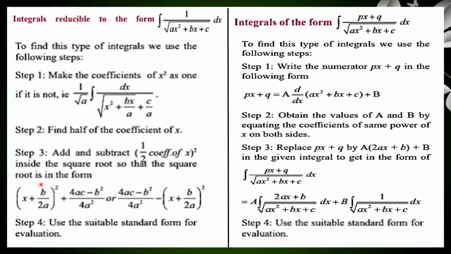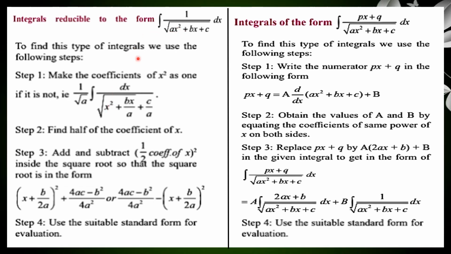Next, integrals of the type integral 1 upon root of x square plus bx plus c dx. In this type also we will rewrite the denominator under the square root as a perfect square, converting it into the form x square minus a square or a square minus x square, and make the coefficient of x square as 1 if it is not given as 1, by taking a out.